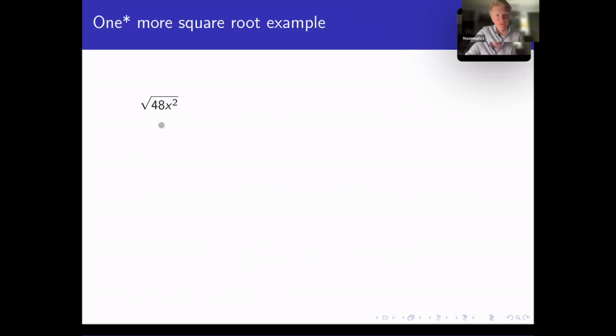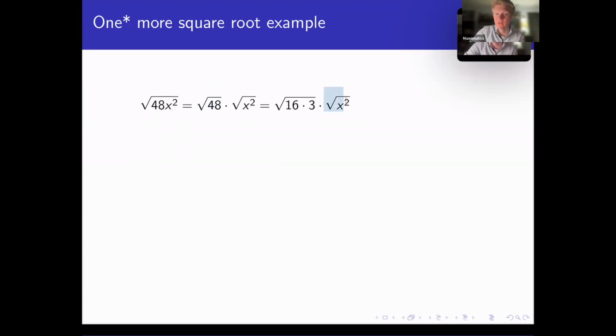Another example, square root of 48x squared. So even though we have numbers and we have x's, that's okay. Fear not. Let's take care of the number and the variable separately. Find me a perfect square factor of 48. You can think about it. The answer would be 16 and 3. So we have square root of 16 times the square root of 3 and square root of x squared.